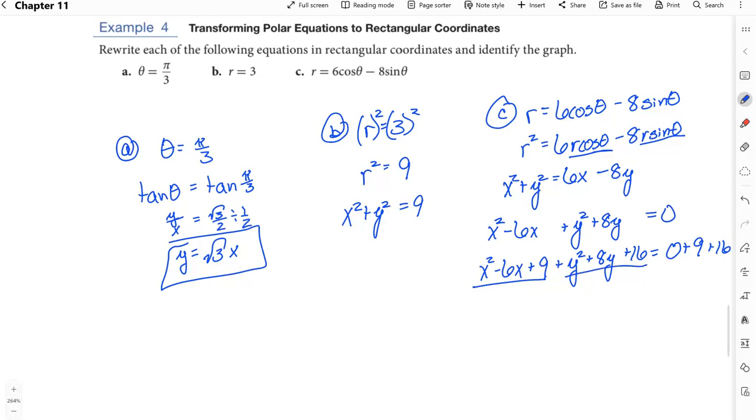And then I can factor the x group and the y group. The x group factors into x minus 3 squared. The y group factors into y plus 4 squared. And that's going to be equal to 25. So we have a circle. The center of the circle is at 3 and negative 4. And the radius is 5.